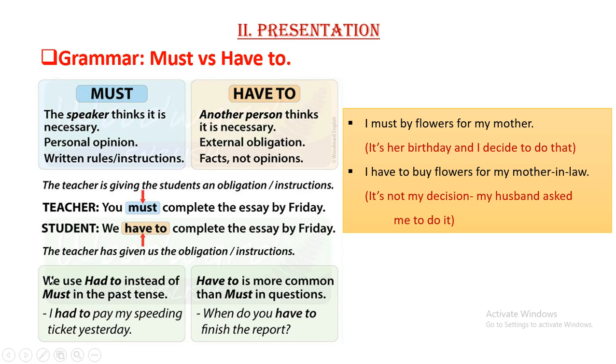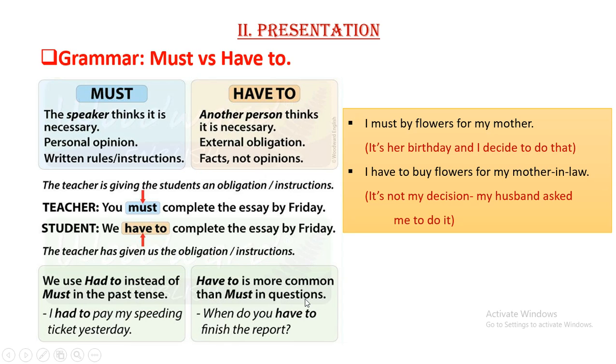Now I'm going to read here more. We use had to instead of must in the past tense. So again, as we talked about yesterday, we can use must only for the present time. So with the past simple or continuous, we're going to use have to or has to instead. When you make the past simple, have to changes to had to. For example, I had to pay my speeding ticket yesterday. See? We don't use must. Must is only for the present.